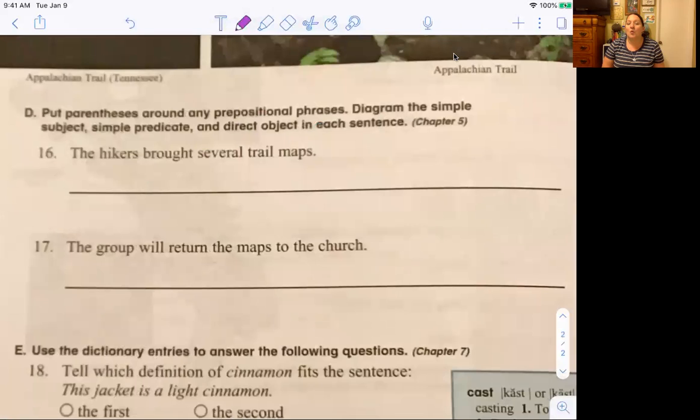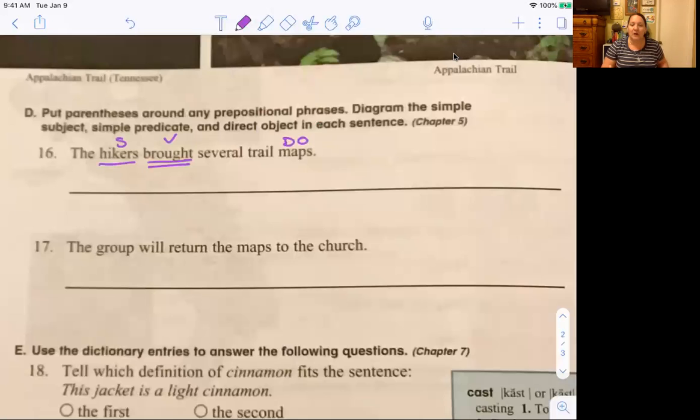So, what is my verb? And I know it's an action verb because we're going to have a DO. Brought. Good. Who or what brought? Hikers brought. And what did they bring? Maps. They brought maps. So that's your DO. So it's subject, verb, DO.